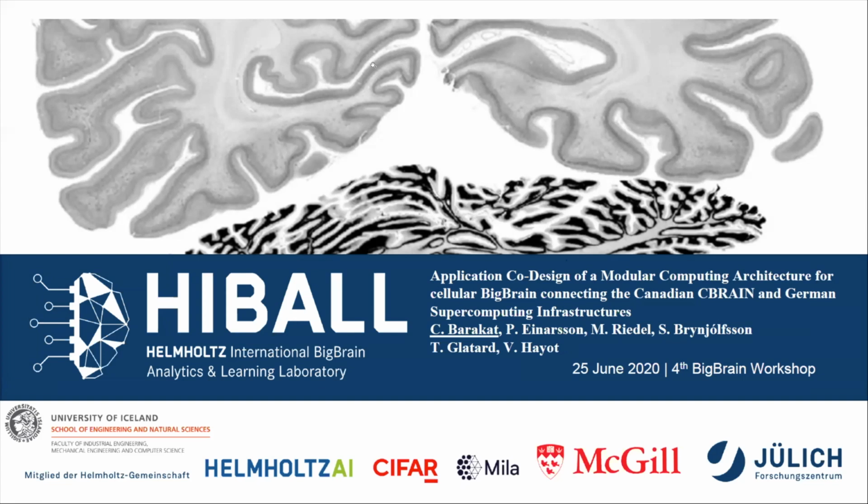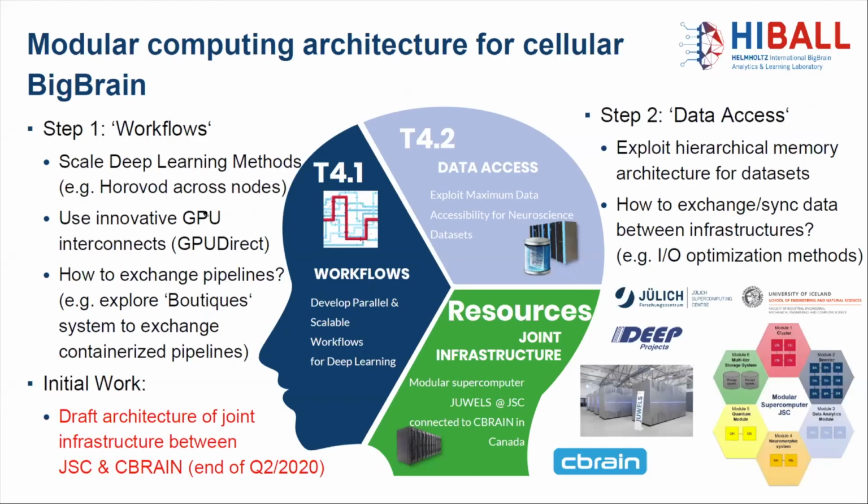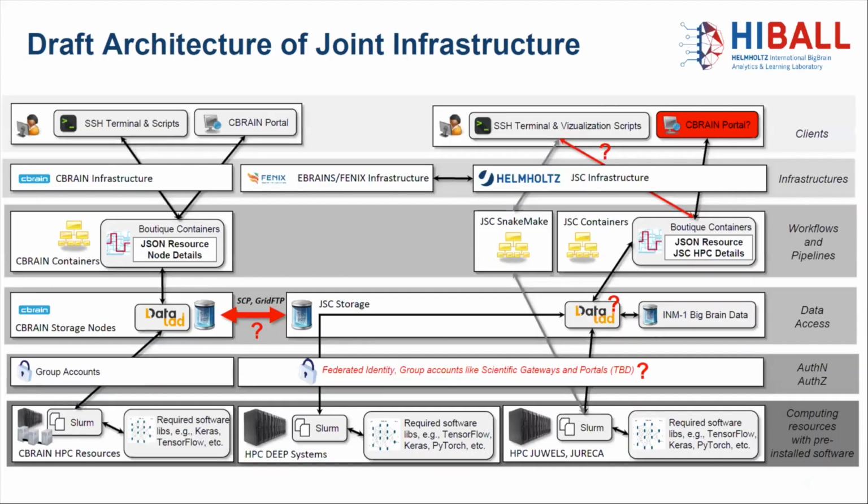So our work is centered on setting up a modular computing architecture for cellular BigBrain. The first step of our work is to set up the workflow based on which the communication is going to take place between the available infrastructures at Jülich and at C-BRAIN. After that, we optimize for access to this data that's going to be stored on the servers. But for the initial work, we're working on a draft architecture for the joint infrastructure between JSC, the Jülich Supercomputing Center, and C-BRAIN. It's expected to be done around now, and we'll discuss this in the next slide.